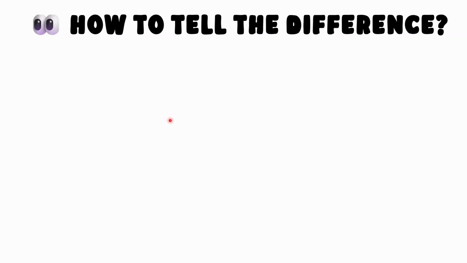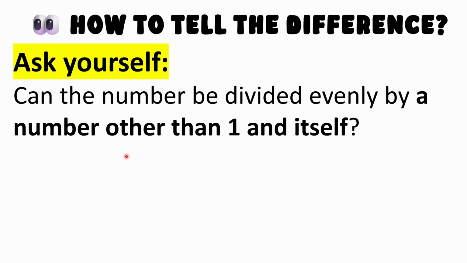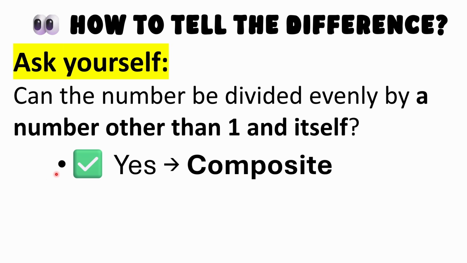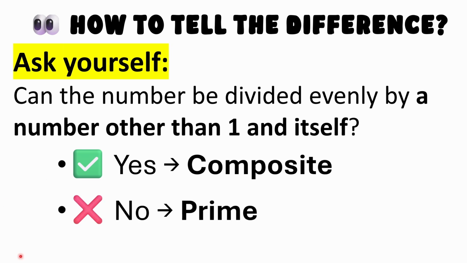Now that you already have an idea of what prime and composite numbers are, how can you easily recognize whether a number is prime or composite? How to tell the difference? Can you divide the number by another number with no remainder? If yes, it is a composite number. If no, it is a prime number.